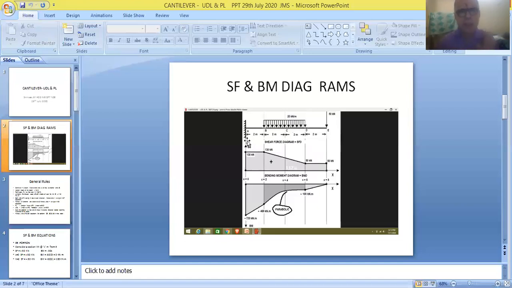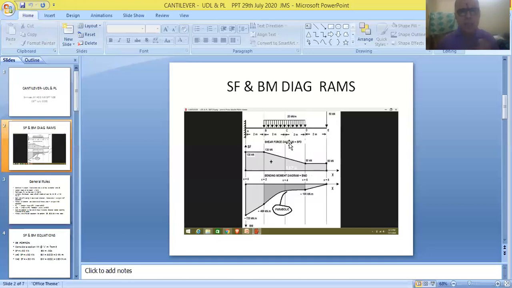Capital A indicates the fixed end of the beam, capital E indicates the free end of the beam, capital B indicates the starting point of the UDL, and capital D indicates the end point of the UDL. The distance between AB is given as 2 meters, and DE is given as 2 meters.